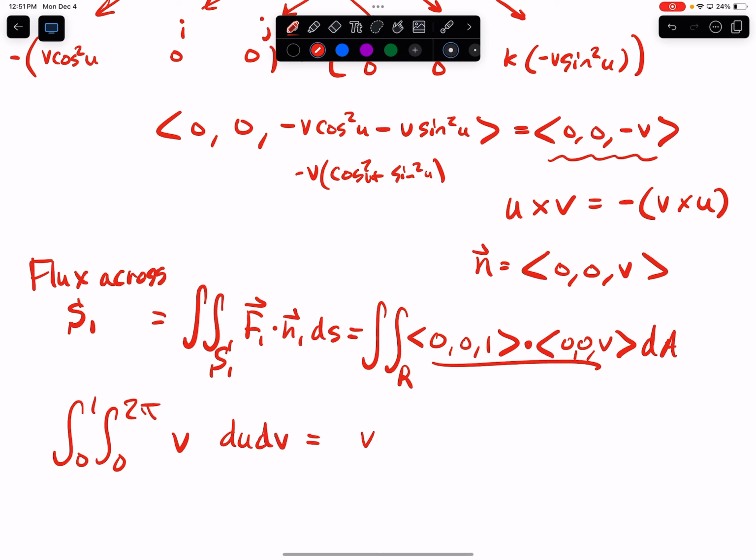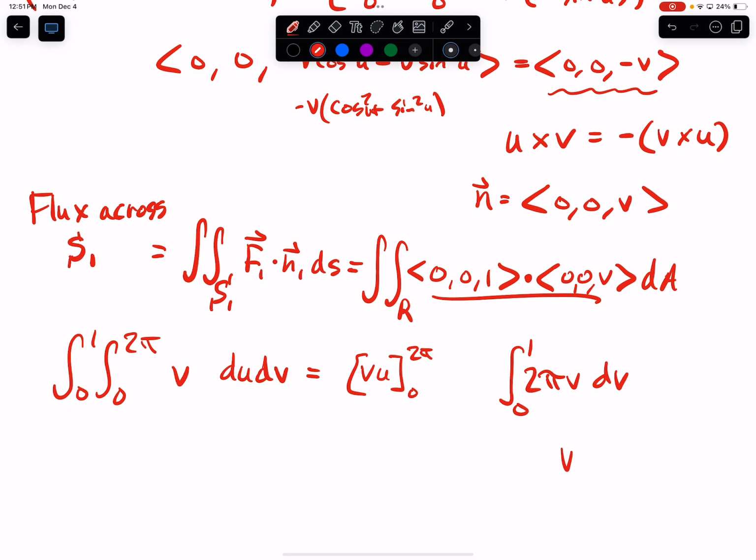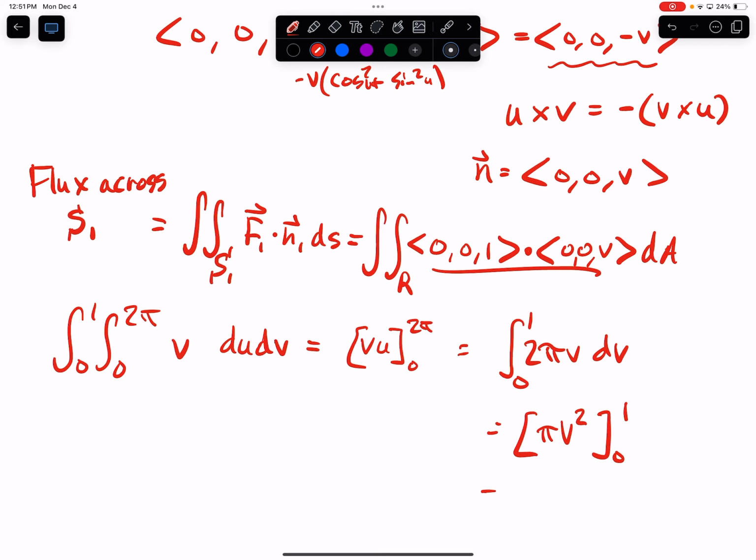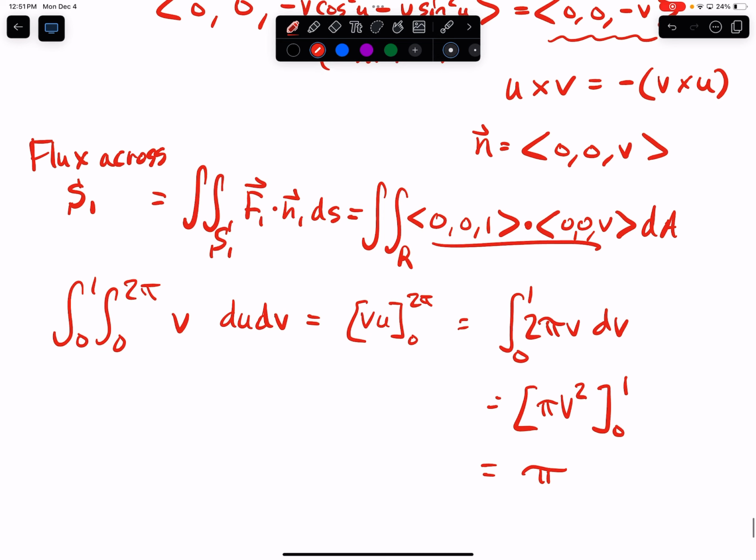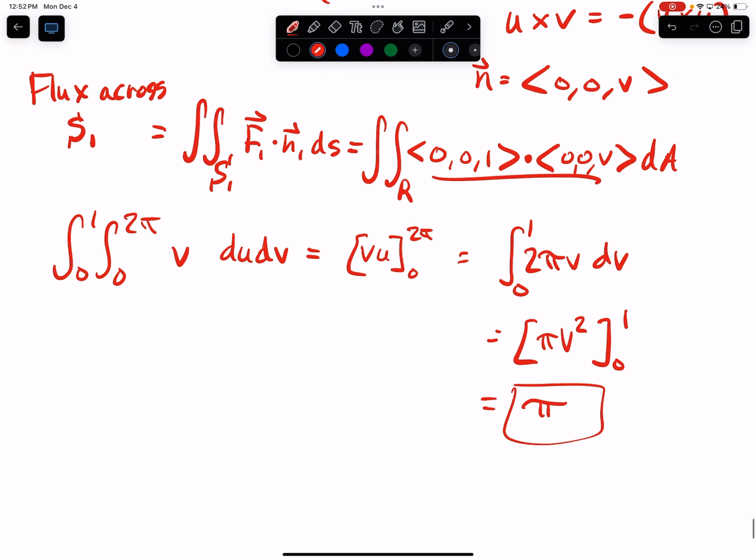So that'd be uv, 0 to 2 pi. So that's just 2 pi v, integral 0 to 1 dv. So that's v squared pi, 0 to 1, which gets you pi. Okay? So the flux across that surface, the bottom surface, is pi. All right? So it's flowing through. If you imagine it like a filter, it flows through the bottom at pi units.